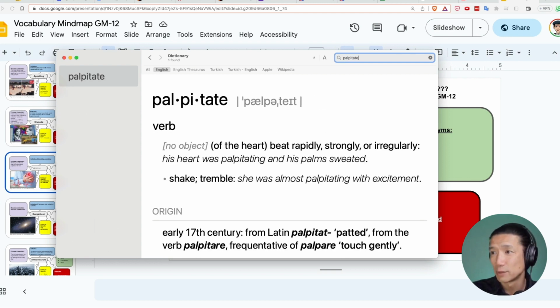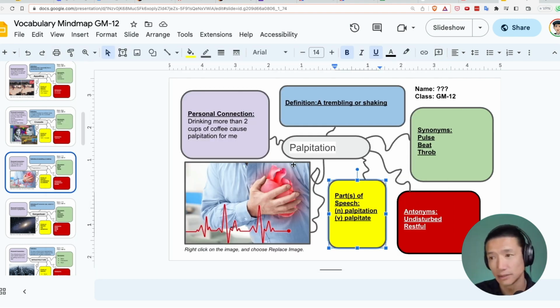It would give you the words close to it, right? Palpitate, palpitating, palpitation, right? All of those words. Try to find those, okay? So that you can use the word in different ways, right? You can make the sentence into coffee makes my heart palpitate, right?